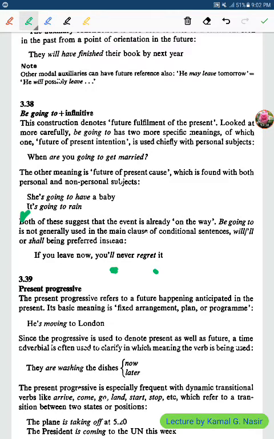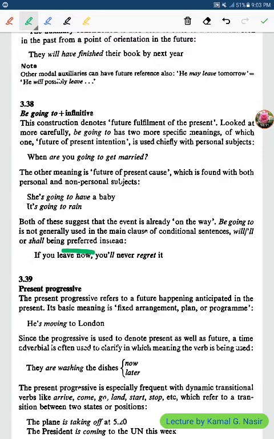What is the rule? Both of these suggest that the event is already on the way. Be going to is not generally used in the main clause of a conditional sentence. This is a rule. If you have a conditional sentence, we do not use be going to. Okay? What do we use? We use will or shall, being preferred.